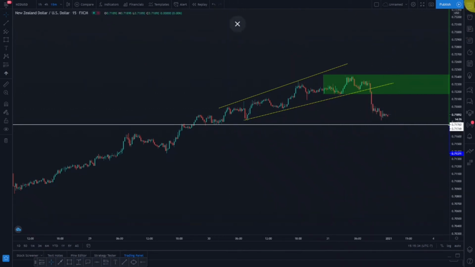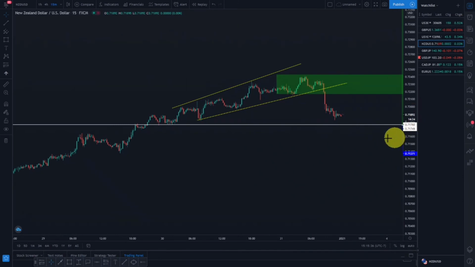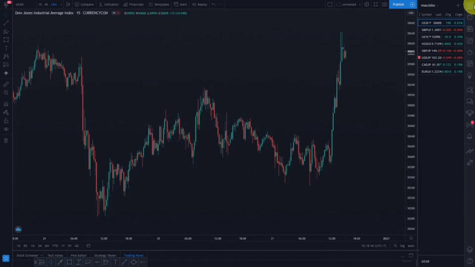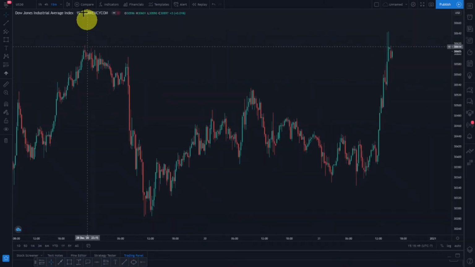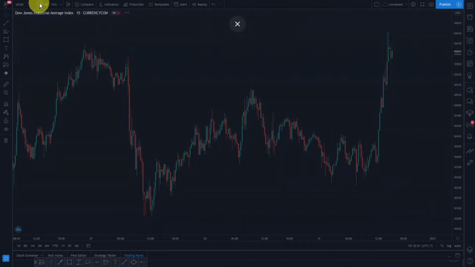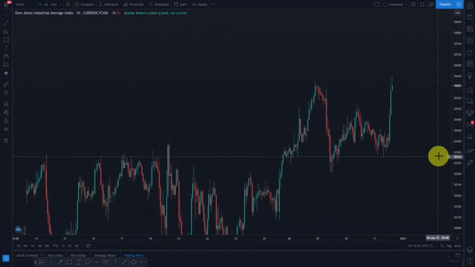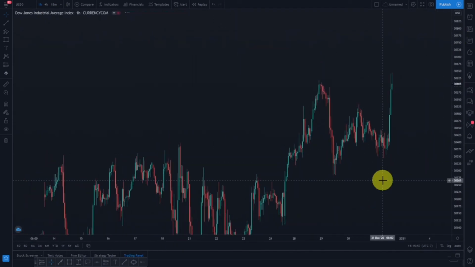So guys, let's go to the last pair that we're going to analyze, and this is going to be an index. I'm taking US30, and on US30 I'm just going for H1. I don't need to go on 1 month and all. No, I just love scalping this one.